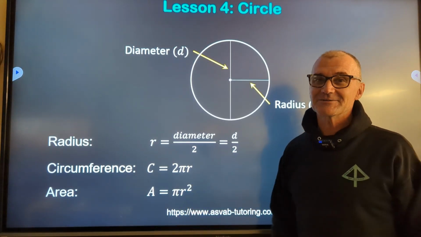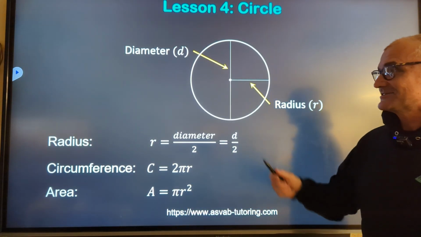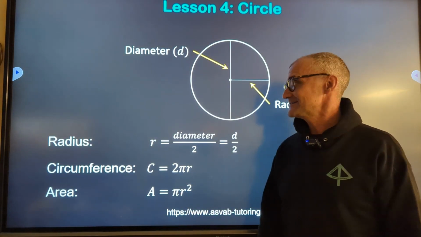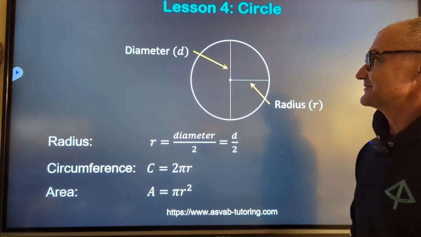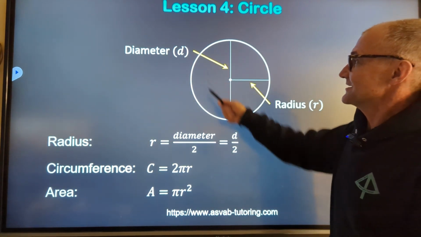Stay with me a little longer. We're going over a couple more ideas. Circles really come up a lot in standardized test problems. Here's some definitions of a circle. This is an overall circle.